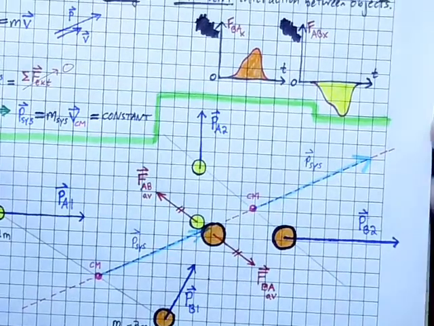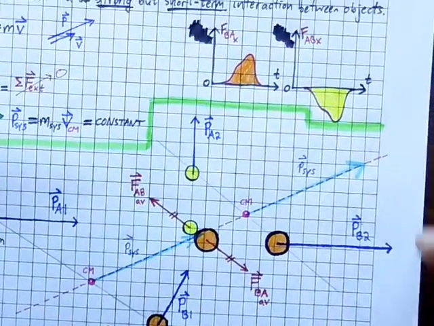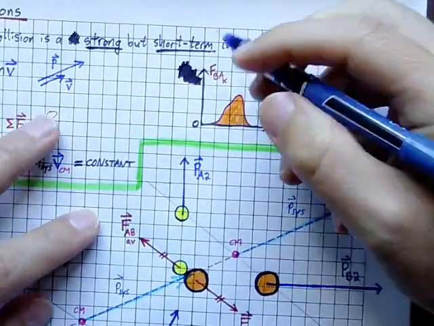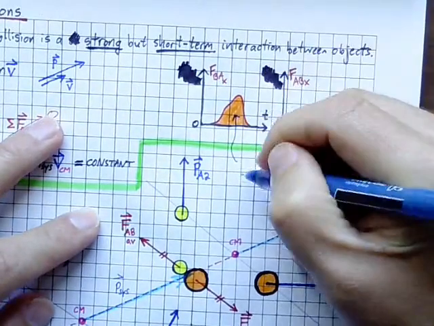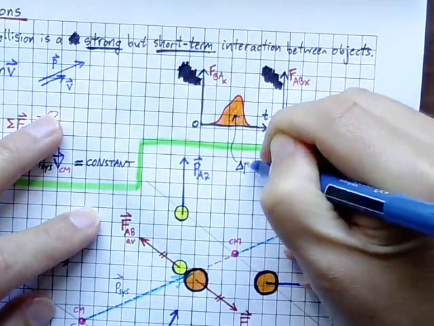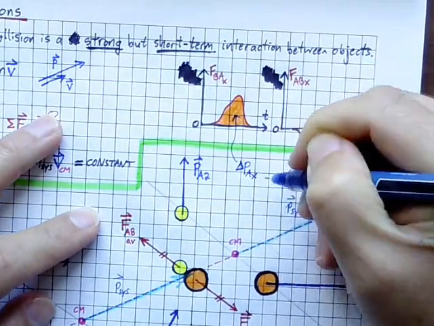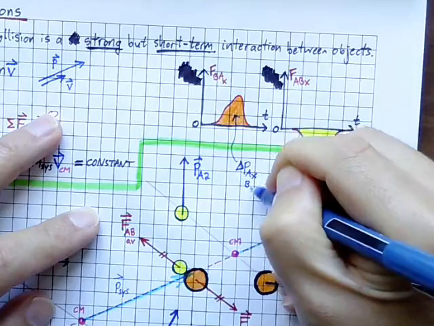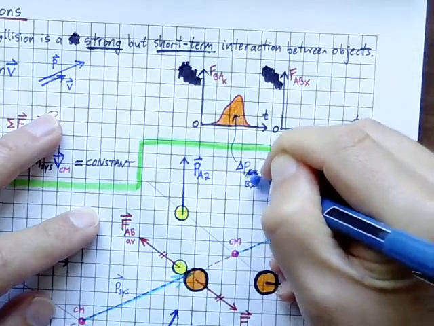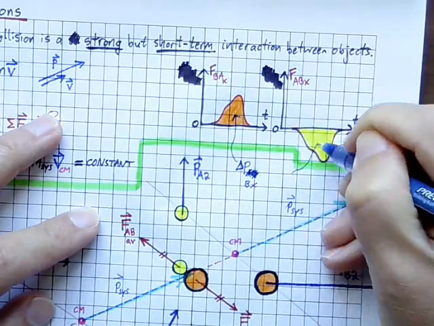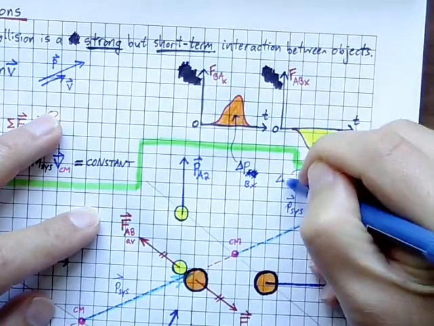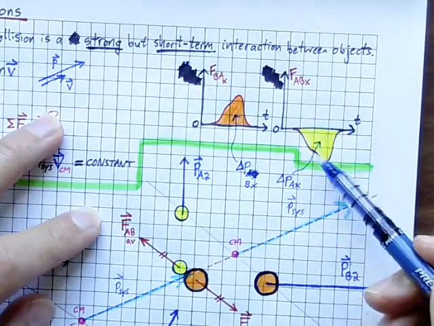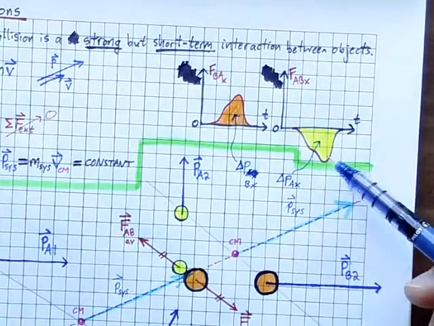Okay, and those vectors are related back to this graph up here. The area under this force versus time curve, that area represents our impulse. So this area would be the change in the momentum of A, x component. Oh no, this is the force on B, my mistake. So this is the change in the momentum of B, x component. And this area here, that impulse would be the change in momentum of A, x component. Note that this is negative, this one's positive.